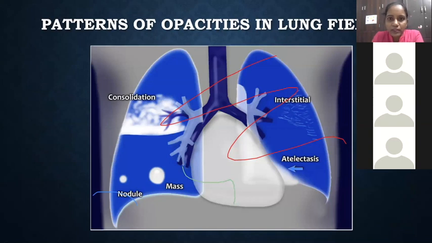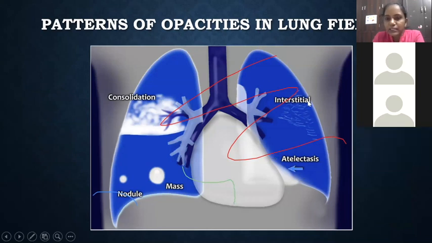These are the patterns of opacities in the lungs. This is the consolidation. This is the air bronchogram pattern, and a mass will be seen like this, a nodule will be seen like this, and atelectasis will be uniform opacities. And this is the interstitial edema, interstitial opacities.